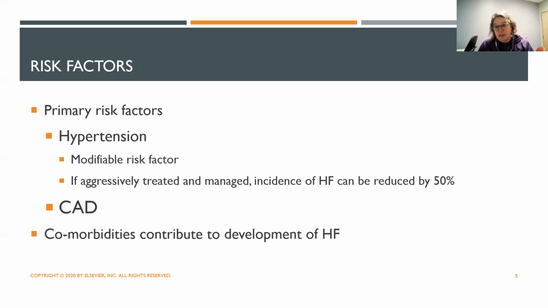So the primary risk factors, just like I said in week 8, after that test: hypertension. That is a modifiable risk factor. If we can keep a person within a healthy zone of blood pressure through different interventions, such as diet, exercise, medications, or a combination of all three, we can modify that hypertension and hopefully not have it create heart failure. If we are aggressively treating and managing that hypertension, we can reduce the incidence of heart failure by 50%. So woohoo, we can cut that number in half just by getting the hypertension under control.